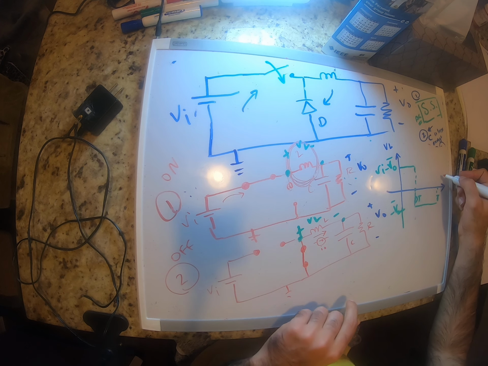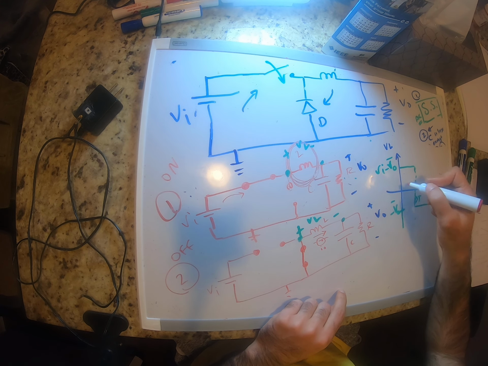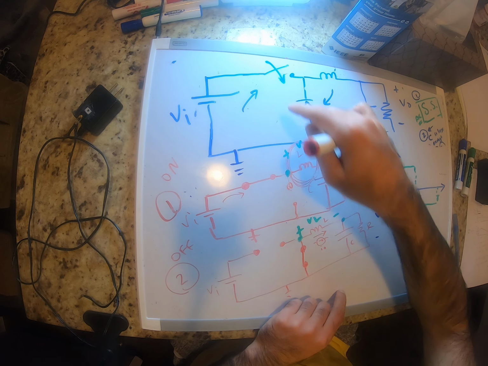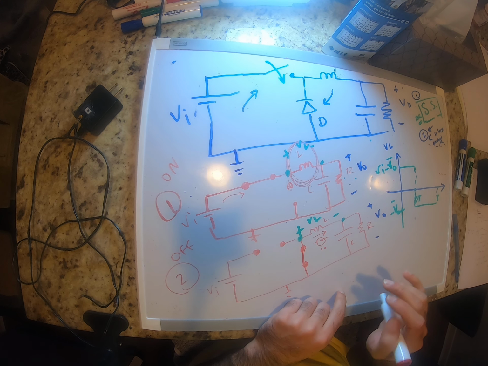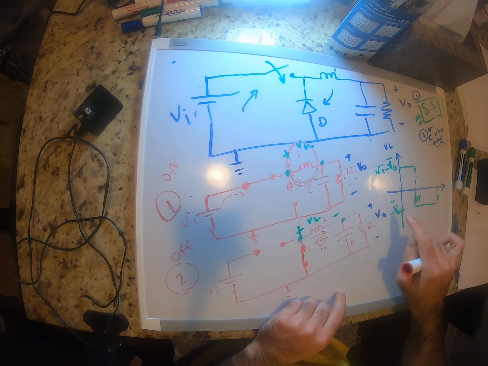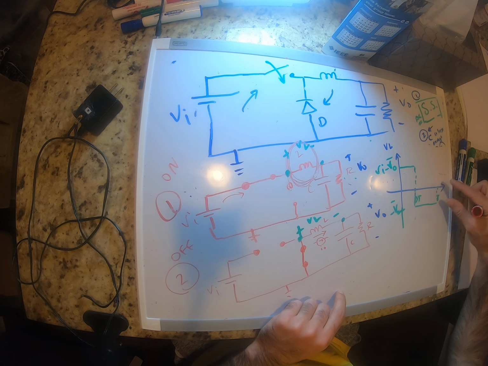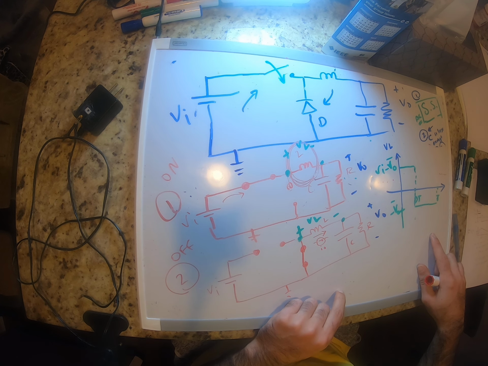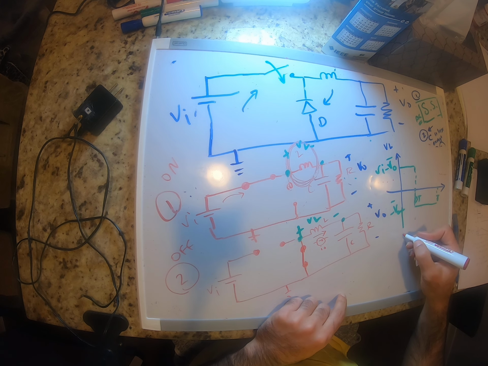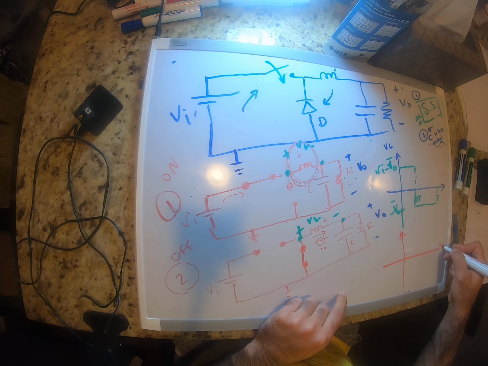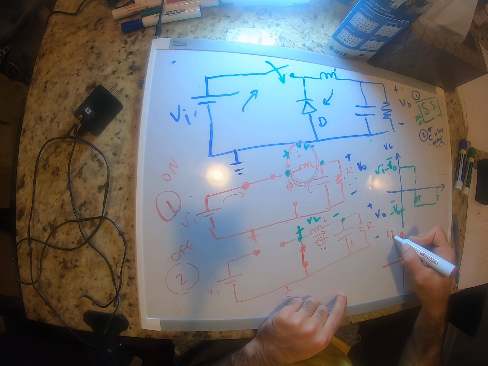And this would continue again. If we just keep having this switch on and off with the duty cycle of D and the period of T, this would just continue, with positive voltage, negative voltage, and so on. Now let's look at the current that flows through the inductor.